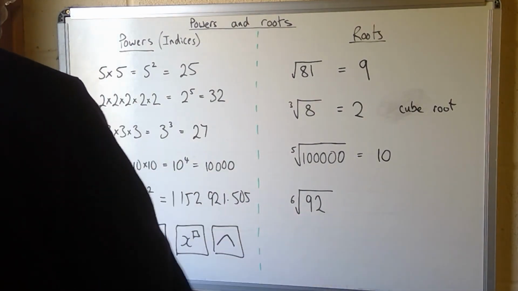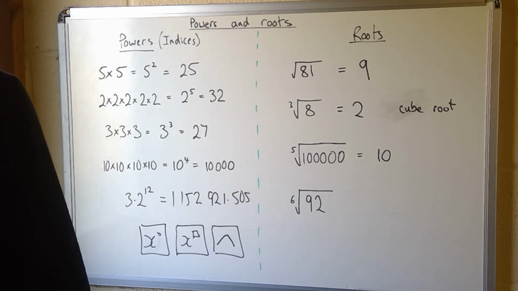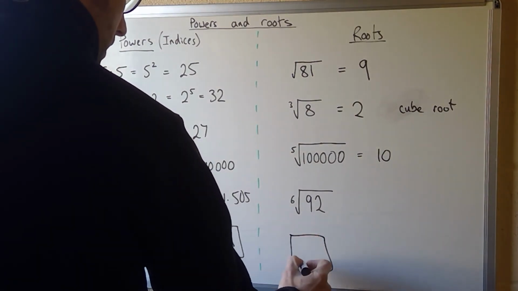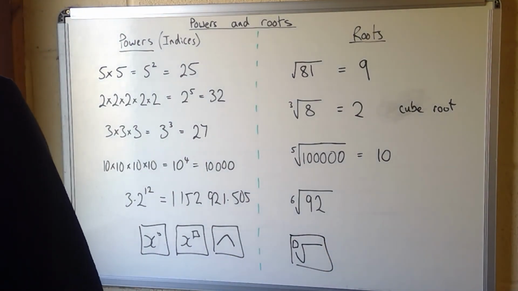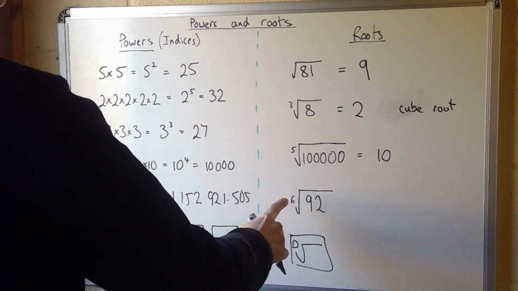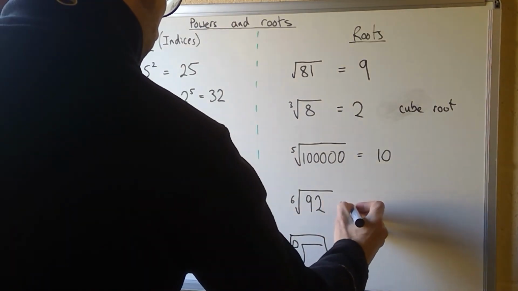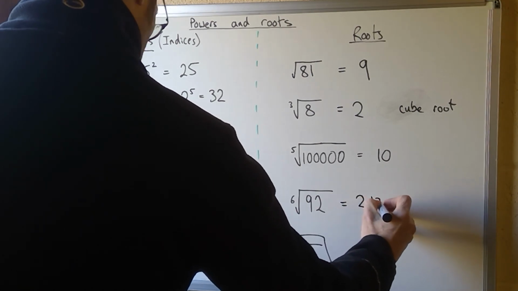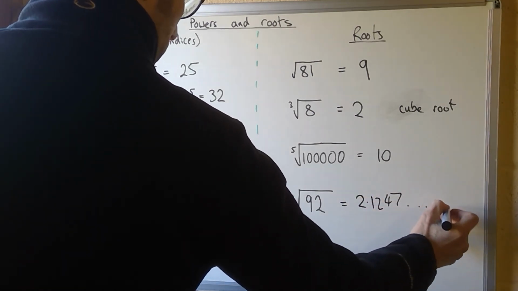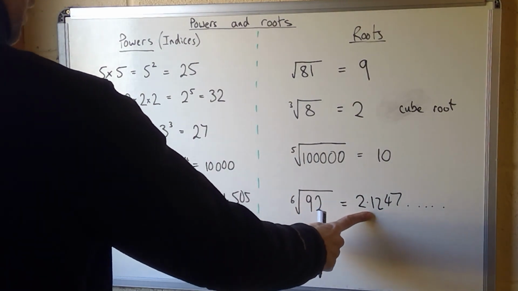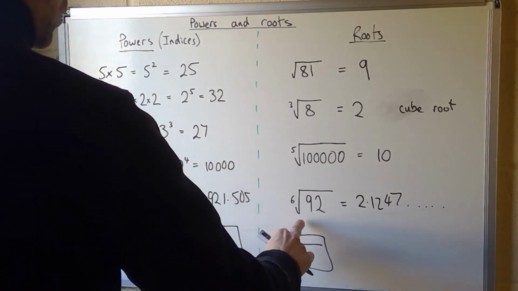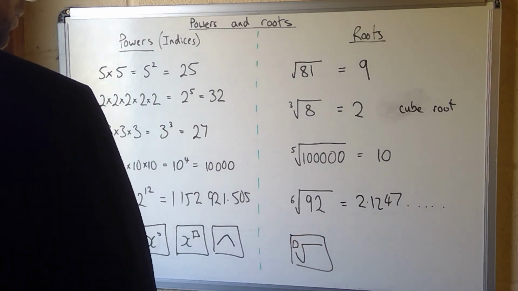When you get to ones like this, you really have to use your calculator. And on your calculator, there'll probably be a button that looks like a square root but might have a box there so you can put the number in. So on your calculator, you'd use that key. You might have to have a bit of time playing with your calculator to figure out how it works. So that's called the 6th root of 92. And on my calculator, I get 2.1247, and the decimal goes on and on. So that's the number that you'd have to multiply by itself 6 times to get 92. There's no way of doing this really at this stage without using your calculator.